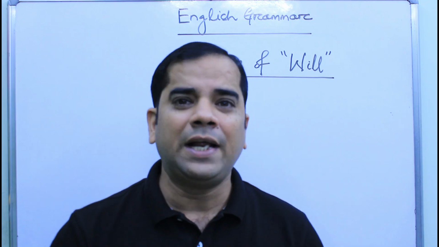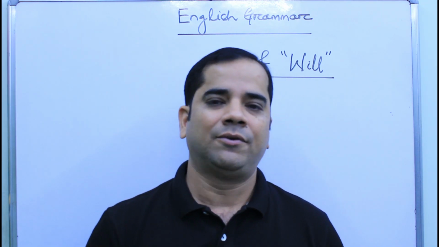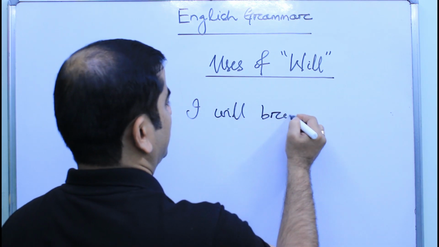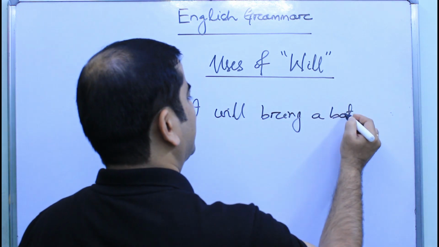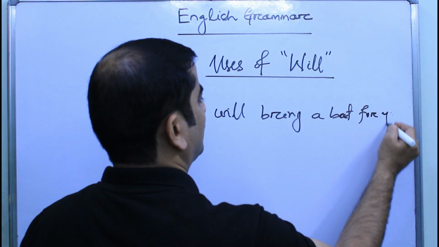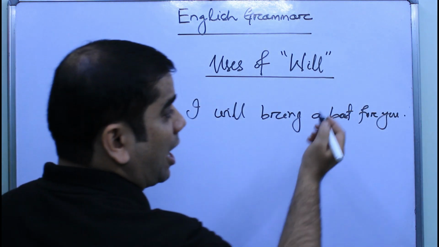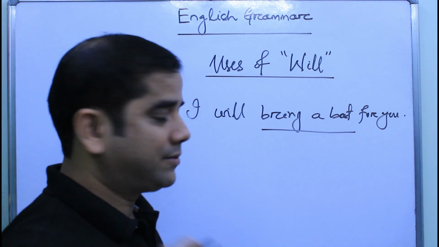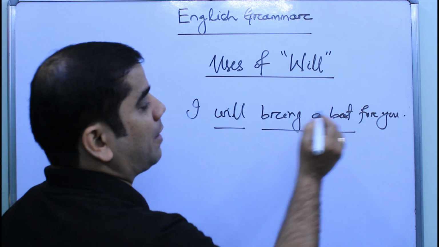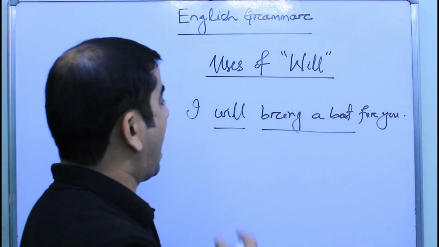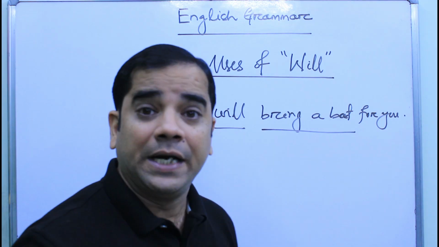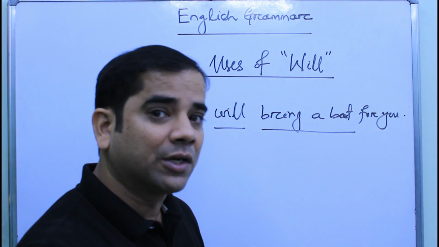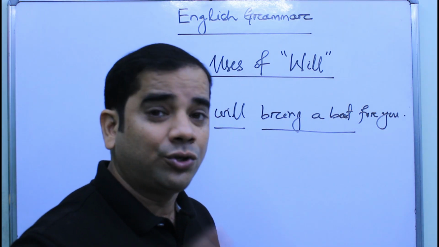Okay. Students, will is also used to promise someone something. For example, I will bring a bat for you. So in this case, this is nothing but a promise. I will bring a bat for you. That means I promise that I am going to bring a bat for you. I will make the project for you. So these all are promises that I give to someone. So in that case, we need to use will.